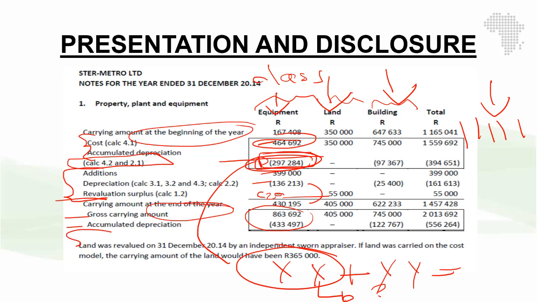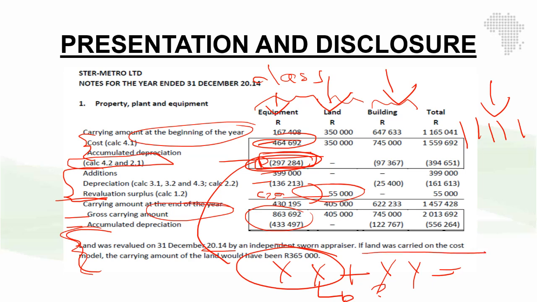And then a very easy thing that awards you some marks, that the majority of students forget, is this: the moment I've got an asset that is revalued and a revaluation has taken place, I need to provide that information in a narrative sentence. So yes, they can see there was a revaluation surplus of 55,000. Why was there a revaluation? Who did it? Land was revalued on the 31st of December 2014 by an independent sworn appraiser, and then you have to tell them if it was cost.